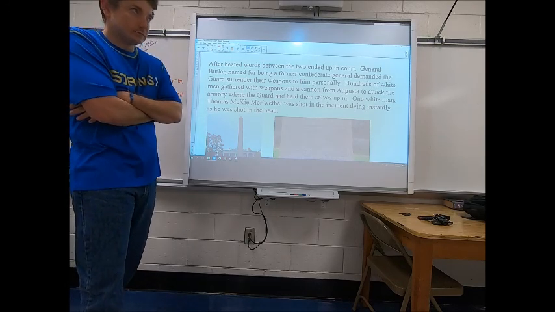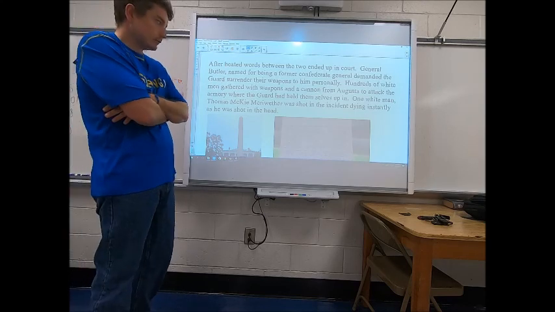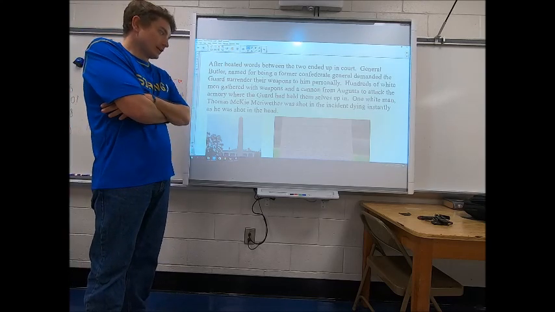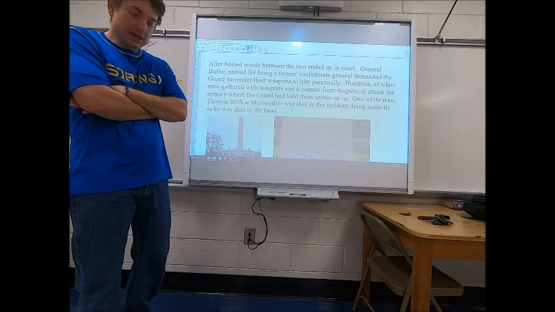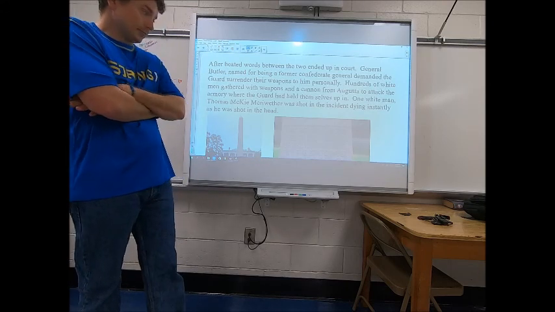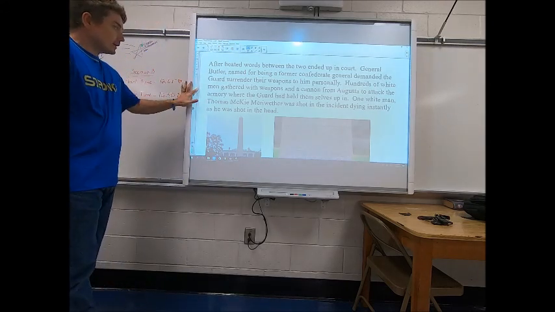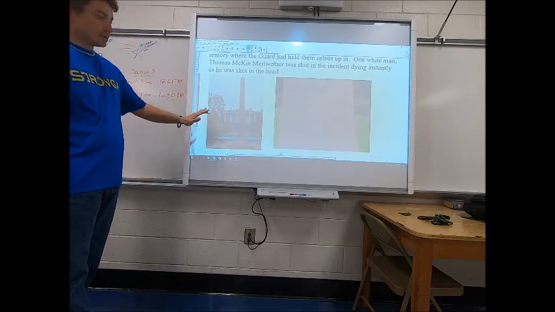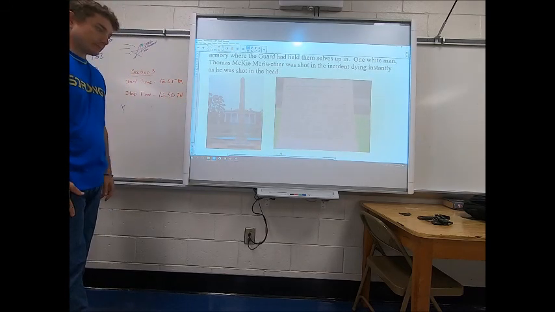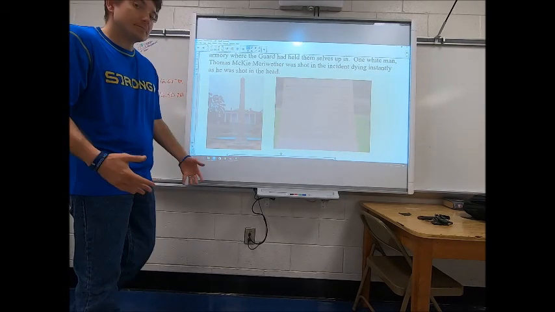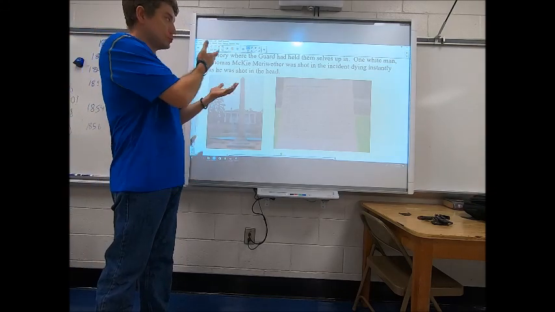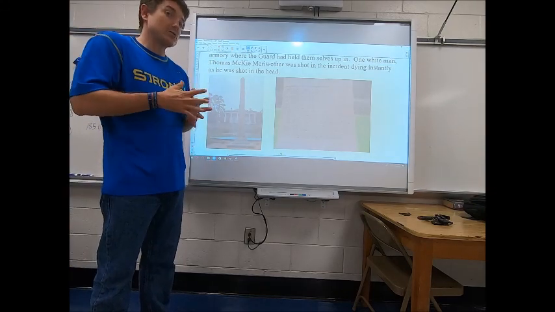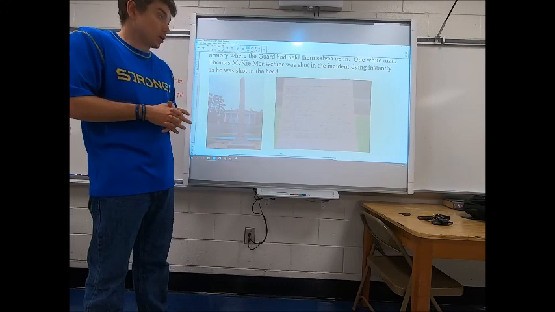One white man named Thomas Mackey Merriweather was shot in the head during the incident, and he dies instantly. So he's the one that was shot during the riot. You guys have seen this monument in downtown North Augusta. This monument is the Merriweather Monument. It is to that one guy, the white guy that was shot attacking the Black National Guard.